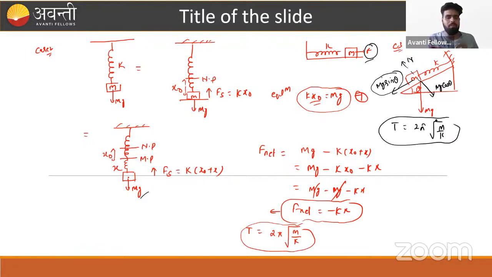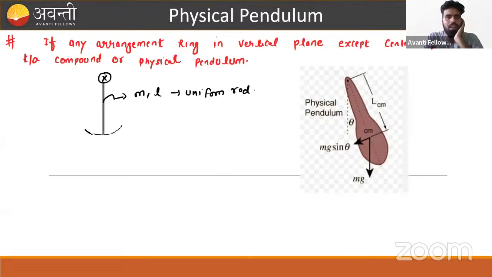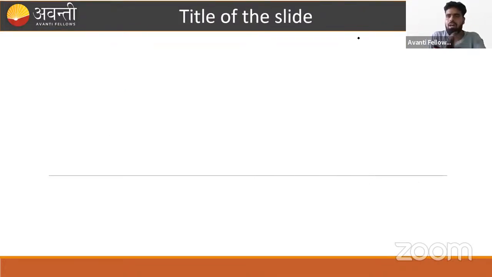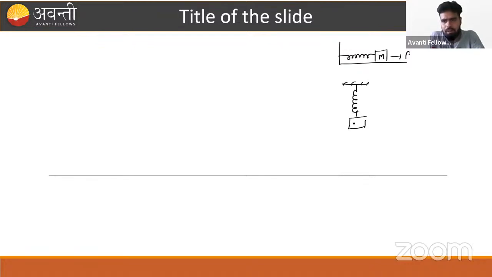So this is a very important result, beta. Irrespective of whether our spring is placed in horizontal direction, vertical direction, or on an inclined plane, the value of the time period will remain the same, and the value of angular frequency remains the same.